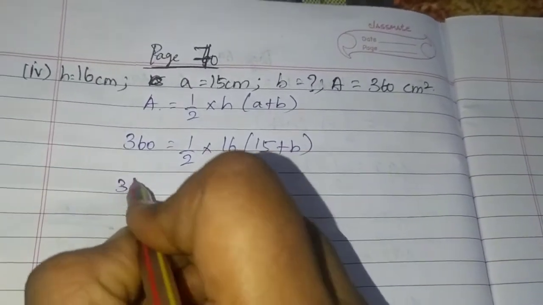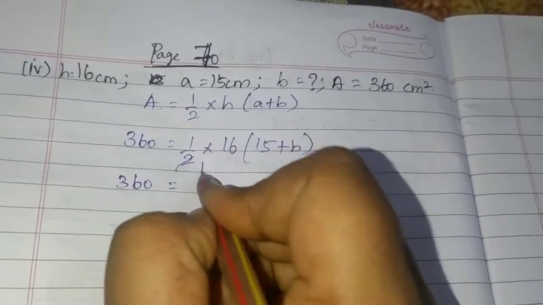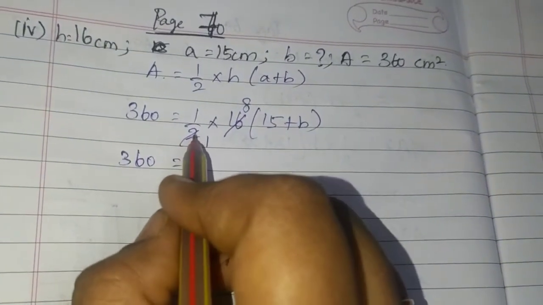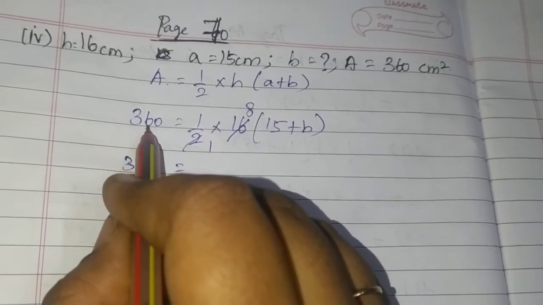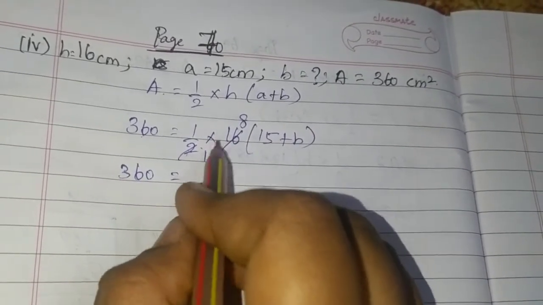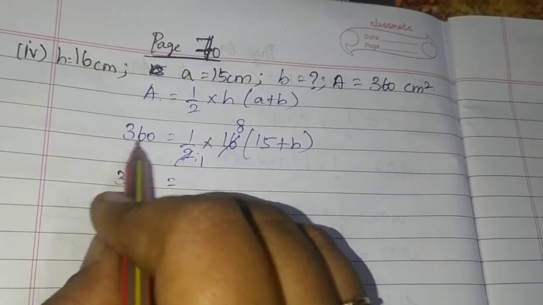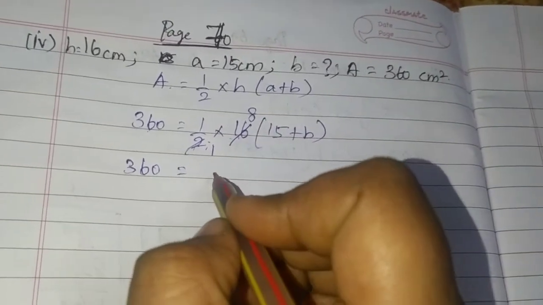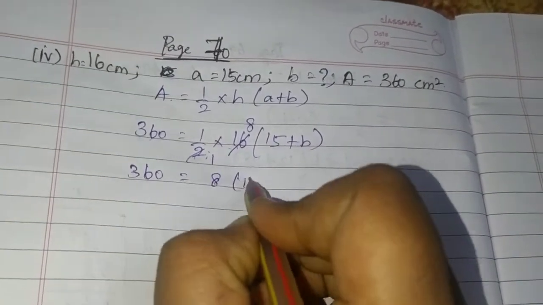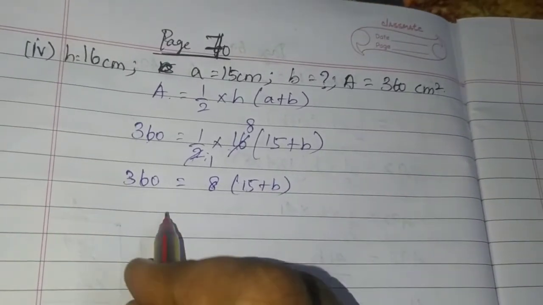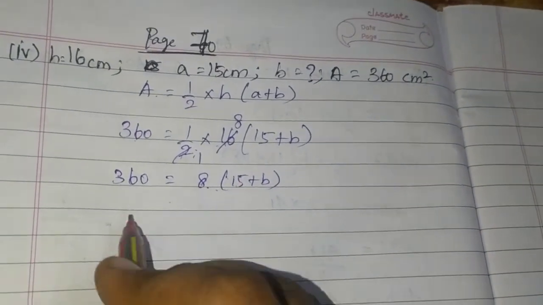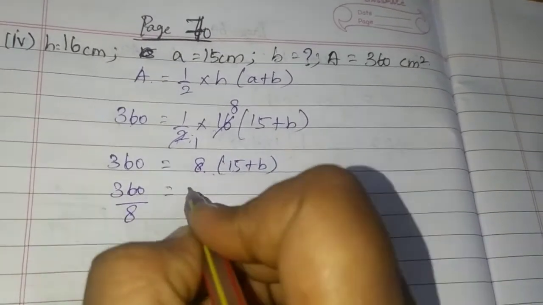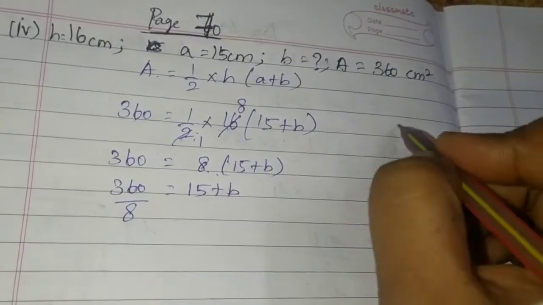Okay children, here you see 360 into, 2 1s are 2, 2 8s are 16. Listen children, in the previous sum I just multiplied this 2 with this number, because I couldn't divide this number, so I multiplied. If you can divide this number by the 2, you just go like this. Now 8 into 15 plus b. Okay children, now this multiplication, this side come means we have to take it as a division. 360 divided by 8 equal to 15 plus b.